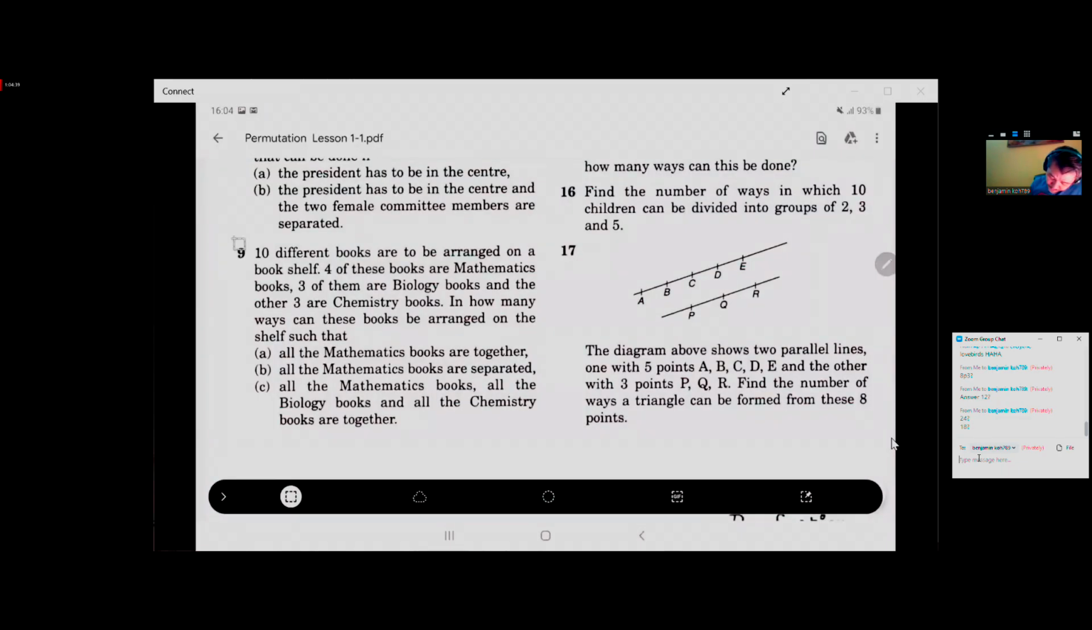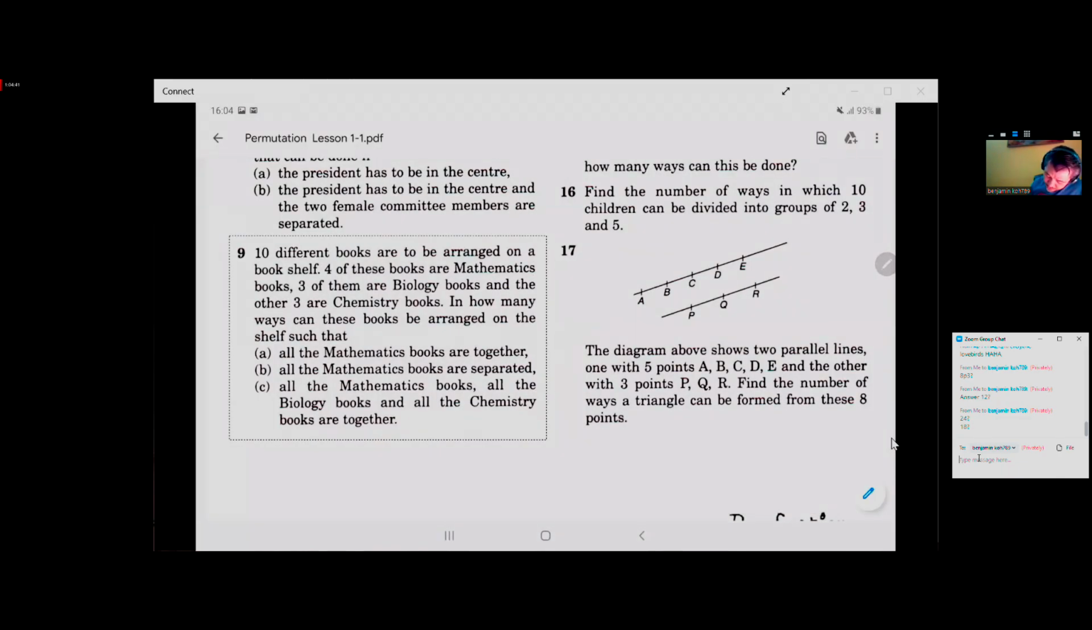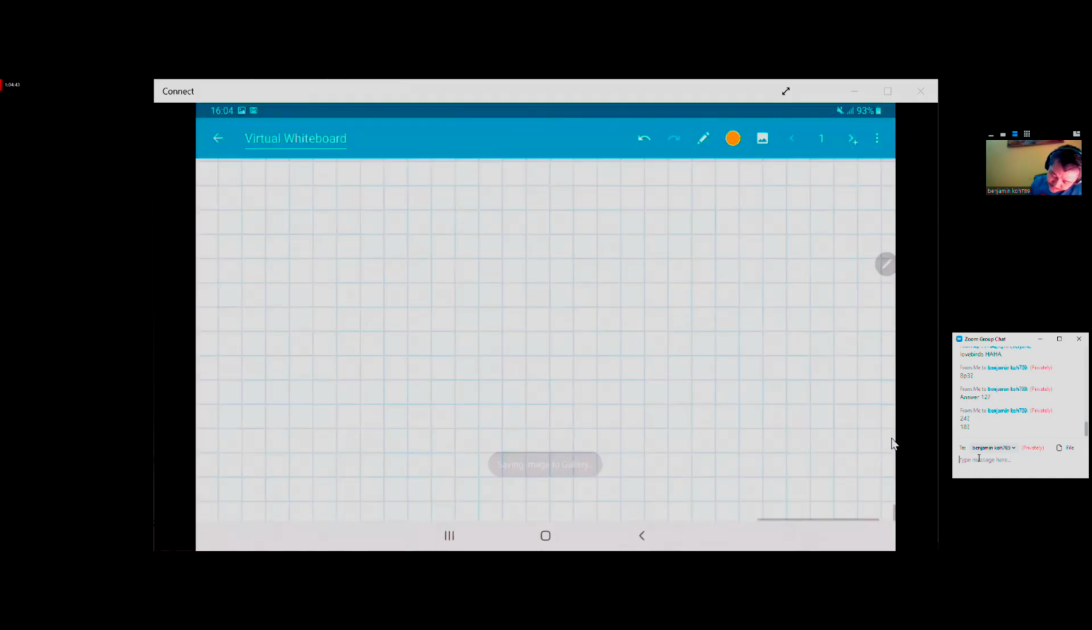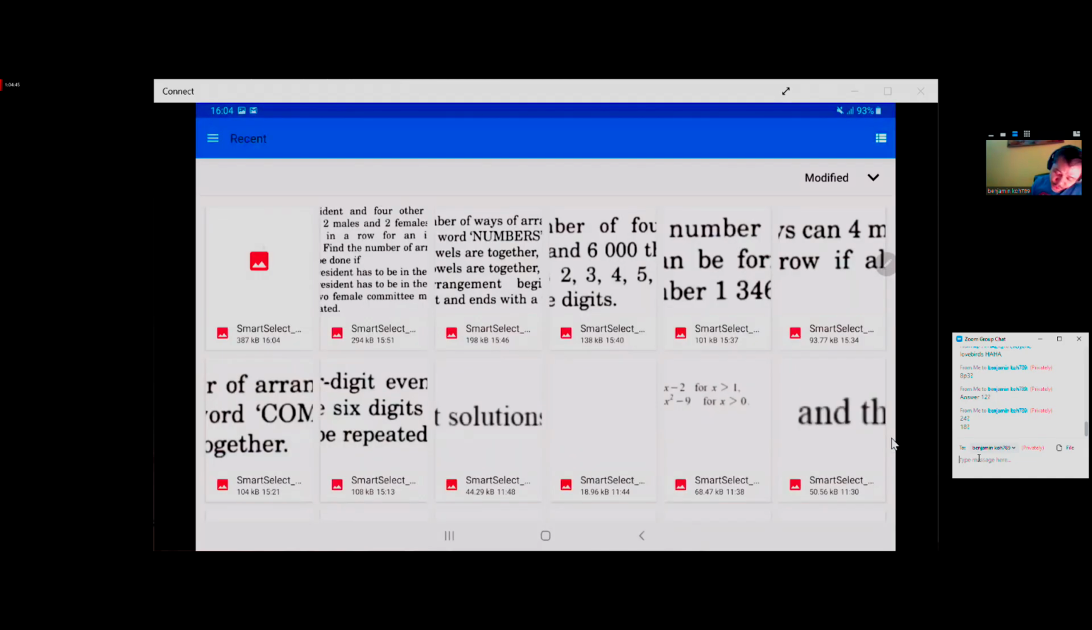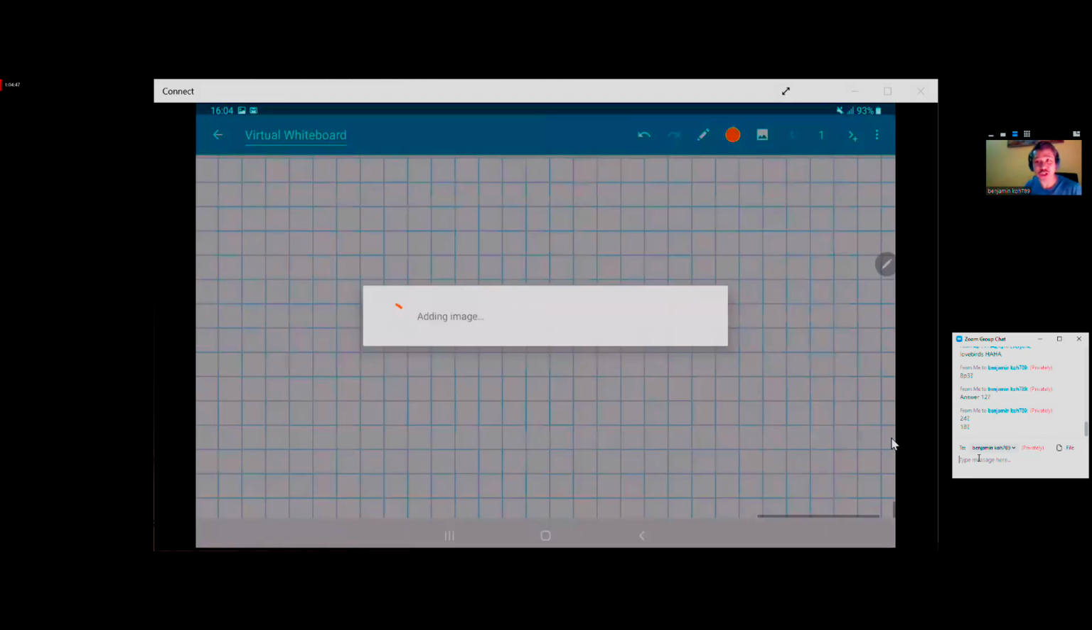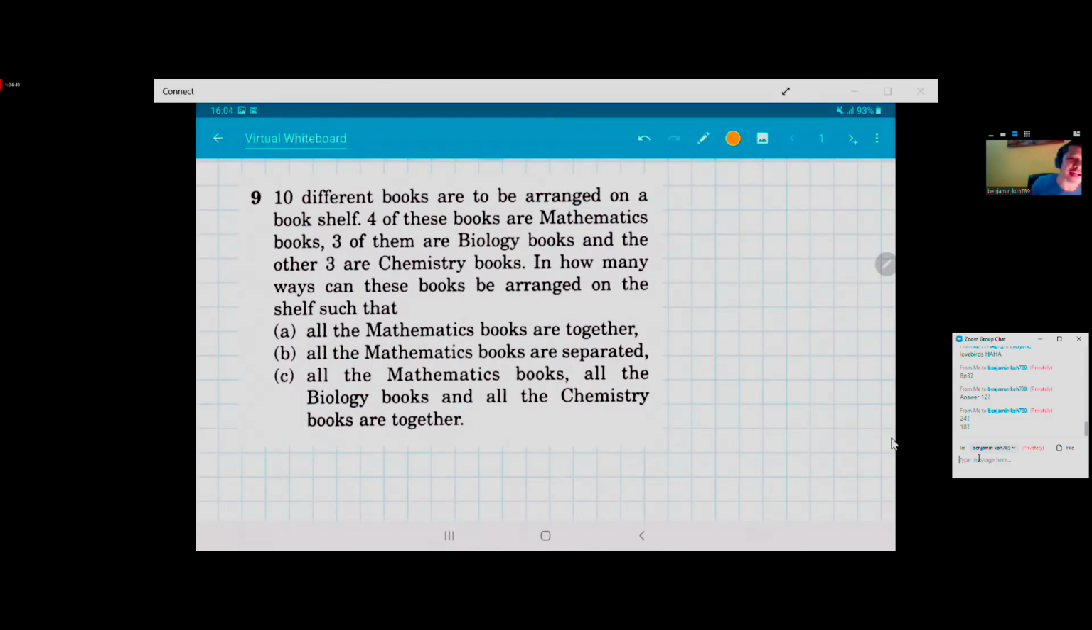Okay, so this is question number 9. Why don't you try and see what you understand about question number 9? 10 different books are to be arranged on a bookshelf. So now you've got 10 books. 4 of them are math, 3 bio, and 3 chem. How many ways can these books be arranged on the shelf such that all math books are together?